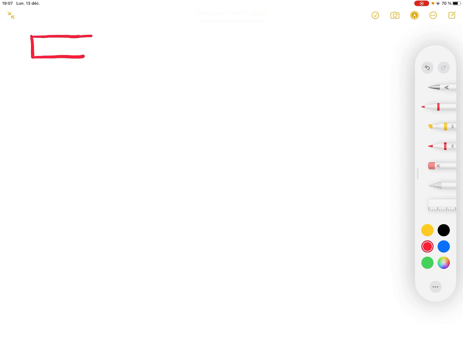Here I have a rectangle. I divide the rectangle in two parts and I shade one part. So I will have one part shaded over two. This is called 1/2.